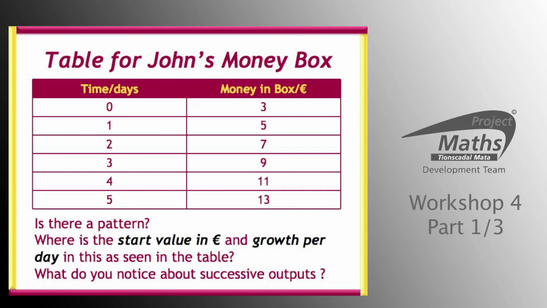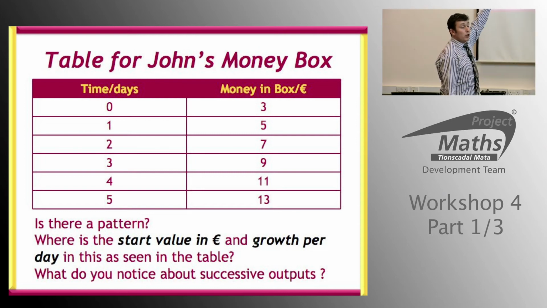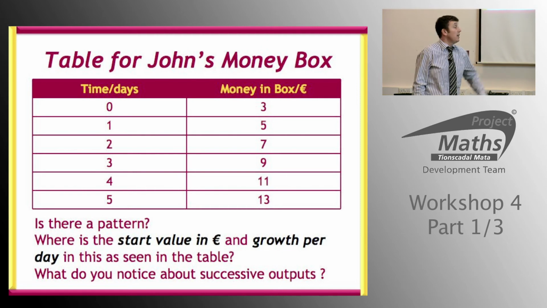So let's look at our questions now and see where those numbers come in. Where is the start value in euros in that table? 3. Very obvious, it's the first one. Is everybody happy with that? Now, where is the growth per day as seen in that table? Can I remember what was the growth per day? €2. Where is it in that table? It's increasing. It's the increase every day. Is it explicitly jumping out at you? No. What about the start value? Start value is the very first one. You can explicitly see it. The growth value is not. It's the one that's making the table grow by the same amount every day.